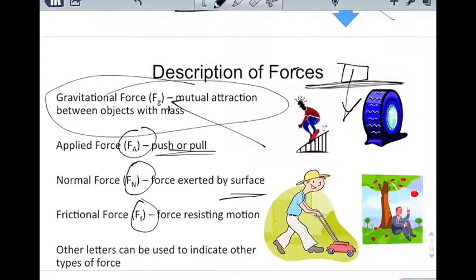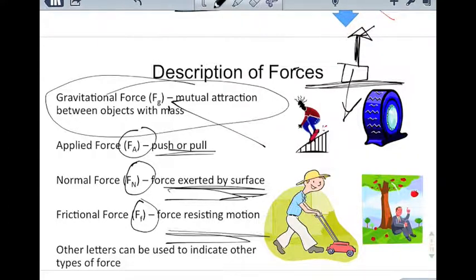And everybody says, well, the table's in the way. Well, that's true, but you have to say, okay, there's got to be a force exerted by the table upwards. And that is what the normal force is. It's the force exerted by the surface of an object. And then last, you have this frictional force, which is a force that resists motion. We'll get more into friction in the next lecture, but just realize that it goes against the applied force, generally speaking. It's always going against the motion of an object.